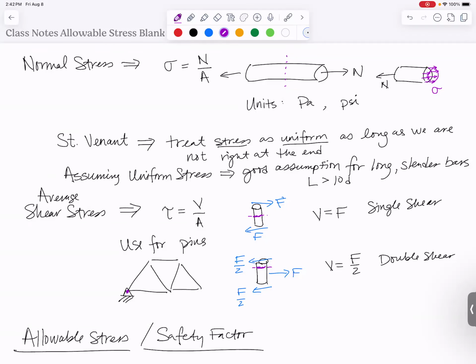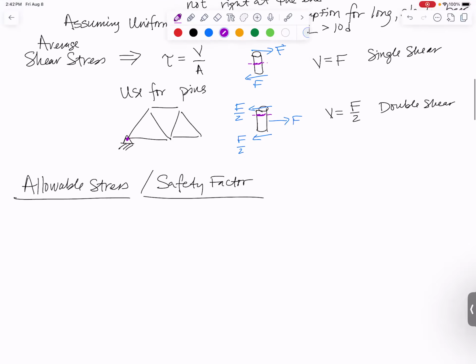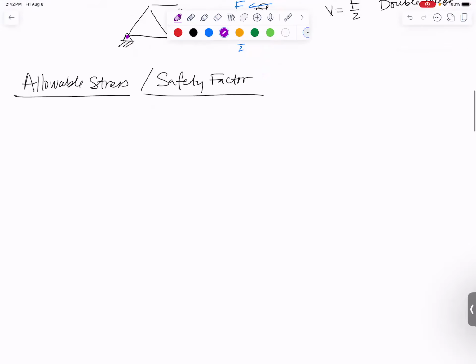What we're going to do today that's new is talk about this in terms of allowable stress and safety factors. This is the first time that we're going to be able to start to predict whether something will fail and start to design based on material property information. So what we're doing with allowable stress, sigma allow and tau allow, these are our allowable stresses. That is the largest stress that the design is going to allow.